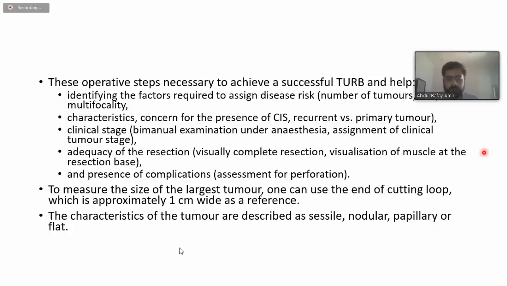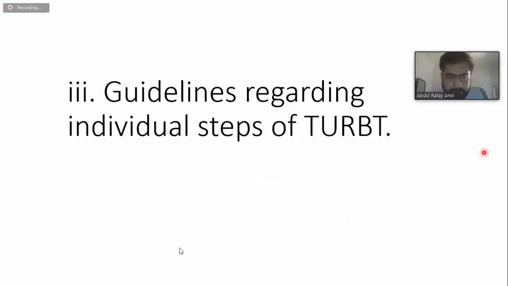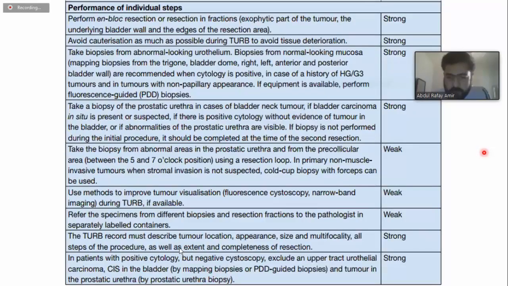To measure the size of the tumor, we can use the end of the cutting loop, which is approximately 1 centimeter in size. So we can use it as a reference to measure the size. The characteristics of the tumor are described as sessile, nodular, or papillary, or flat. Guidelines regarding individual steps of TURBT. These are the steps, and we will study each one.